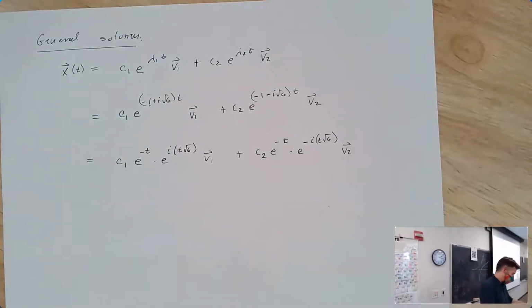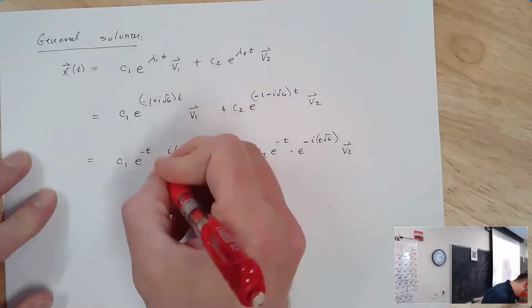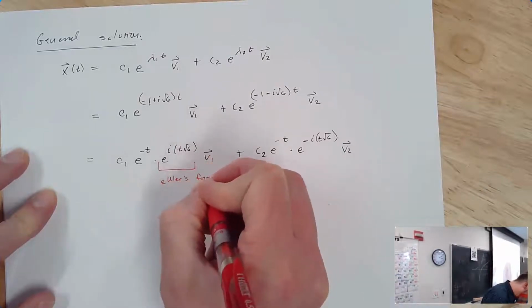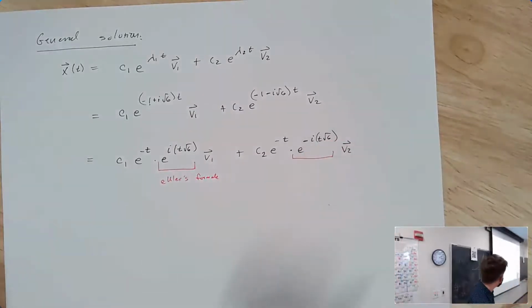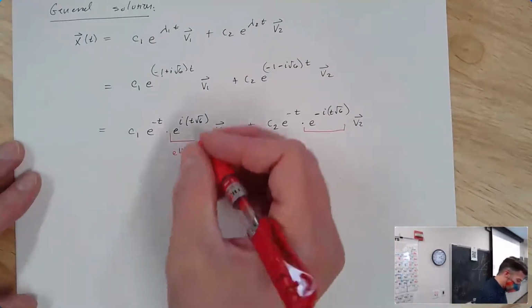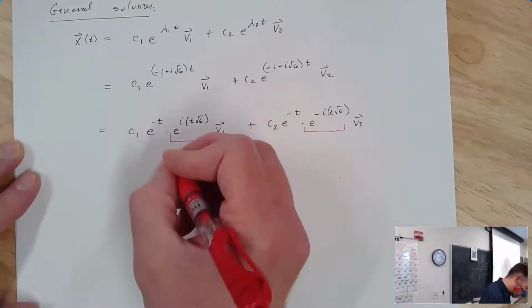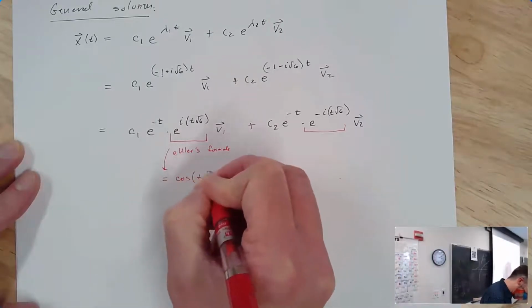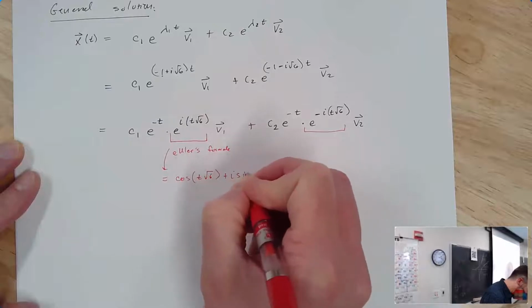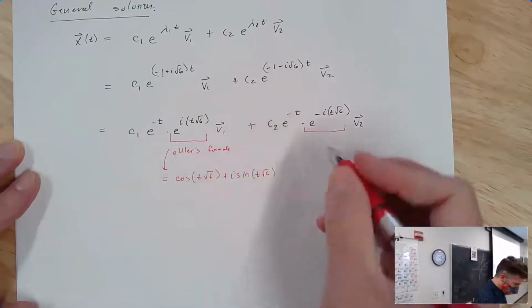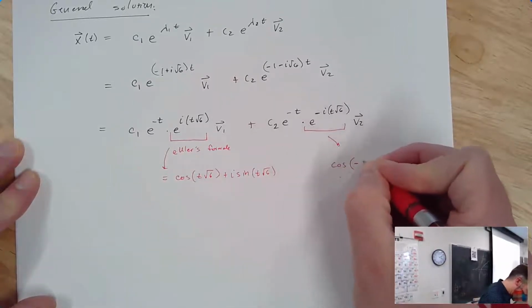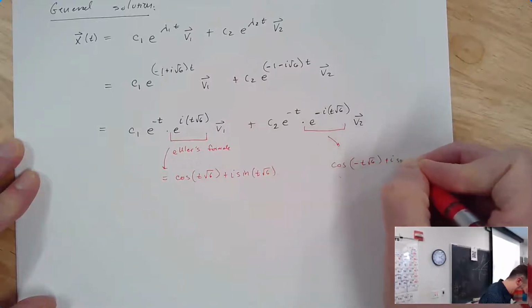Okay. So why do we care about writing it this way? Well, here's the deal. This part here, that's the Euler's formula part. So is this part here. And what that's going to do is, well, we could rewrite this. I know it's kind of gross, but this part here is equal to cosine of t times the square root of 6 plus i times sine of t times the square root of 6. And similarly there, this part's going to be cosine of negative t root 6 plus i sine of negative t root 6.